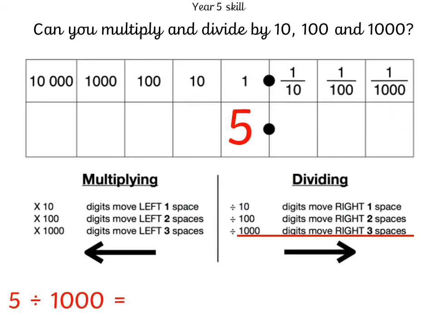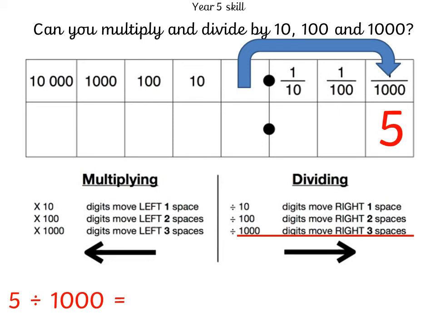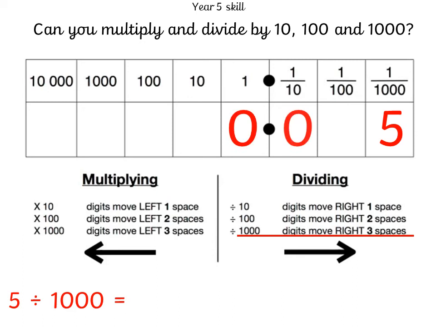So my answer would be written as 0.43. Okay, my last one to show you is 5 divided by 1,000. So I'm going to start with the 5 and I'm going to move it right 3 spaces. So now my 5 is in the thousandths column. It is worth 5 thousandths. Okay, so now again I've got some empty columns that I need to fill in with the place value holder of 0. So I'm going to put 0 in my units, 0 in my tenths, and 0 in my hundredths column. So the answer to 5 divided by 1,000 is 0.005.